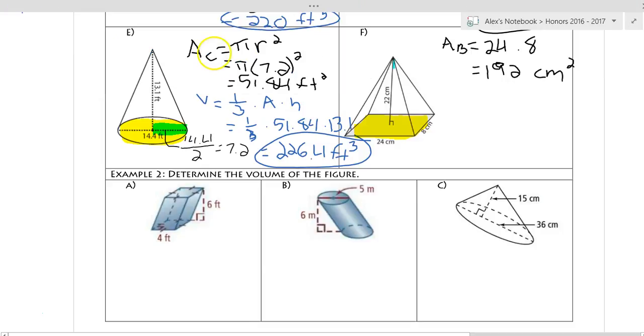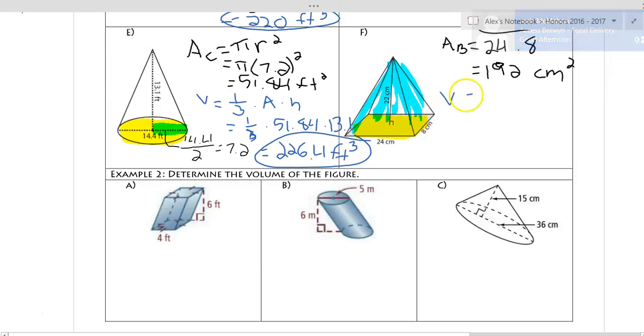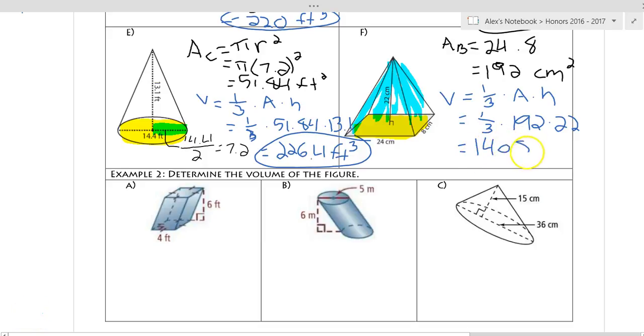Then again, for my volume, I'm finding all of this. Since it's slanted in, it's just 1/3 of that rectangle being stacked on top of each other. So volume equals 1/3 times area times height. So 1/3 times 192 times 22. And when I multiply all of those things together, I get 1,408, and this is centimeters cubed.